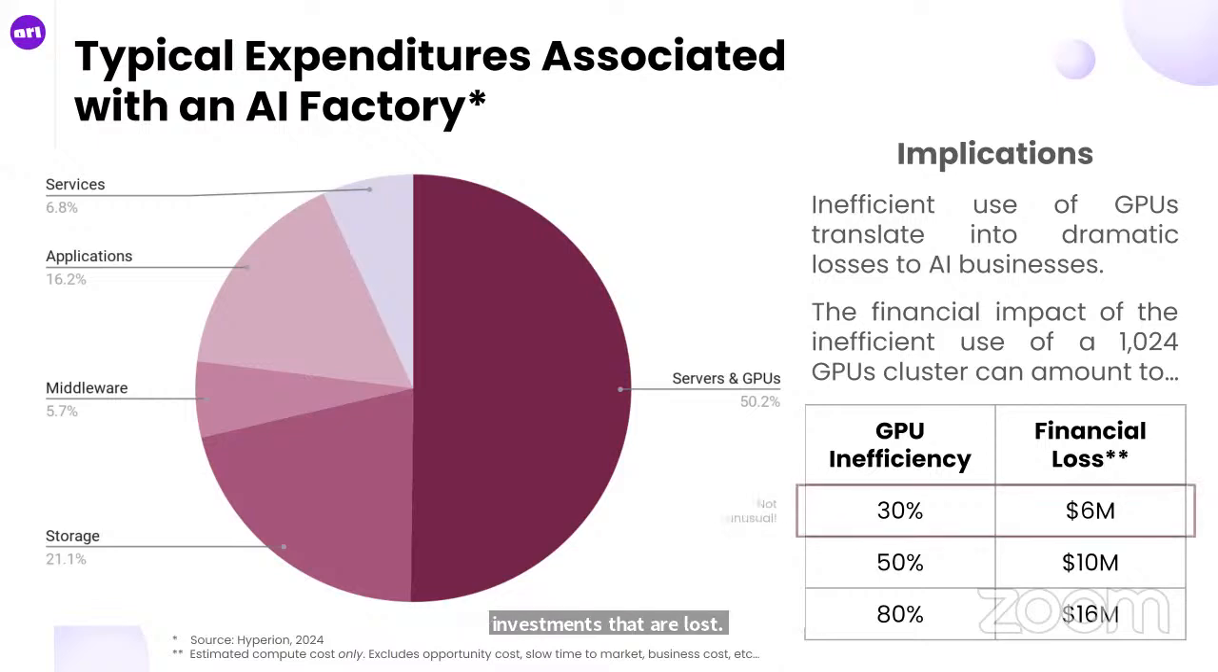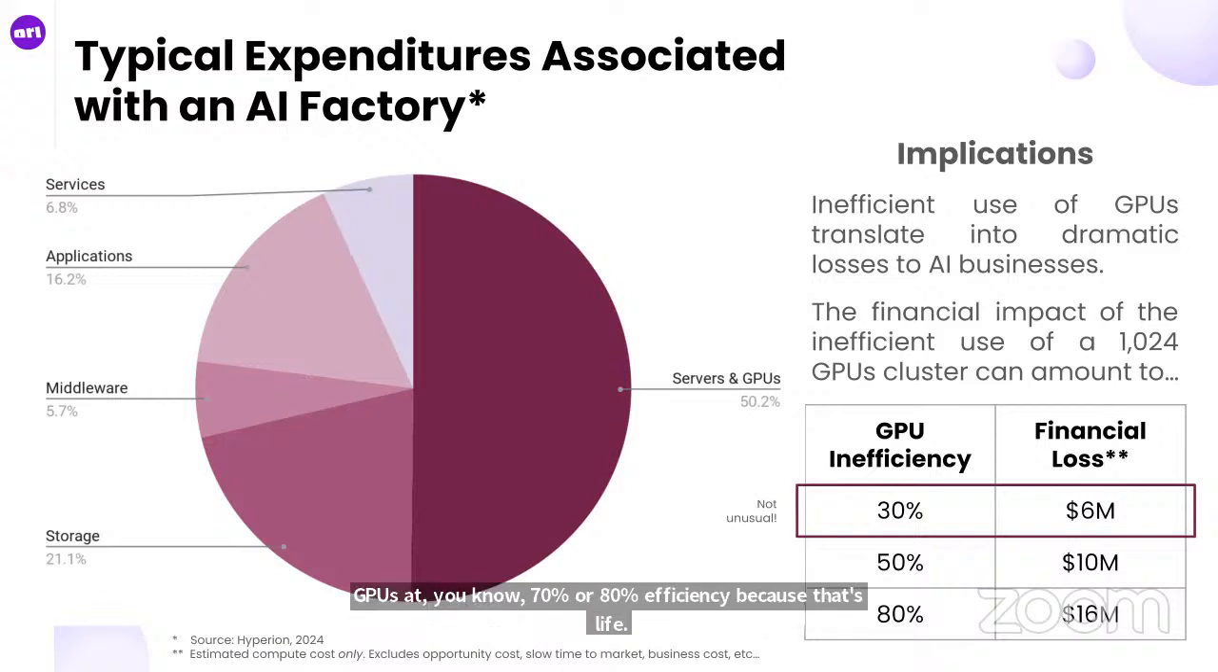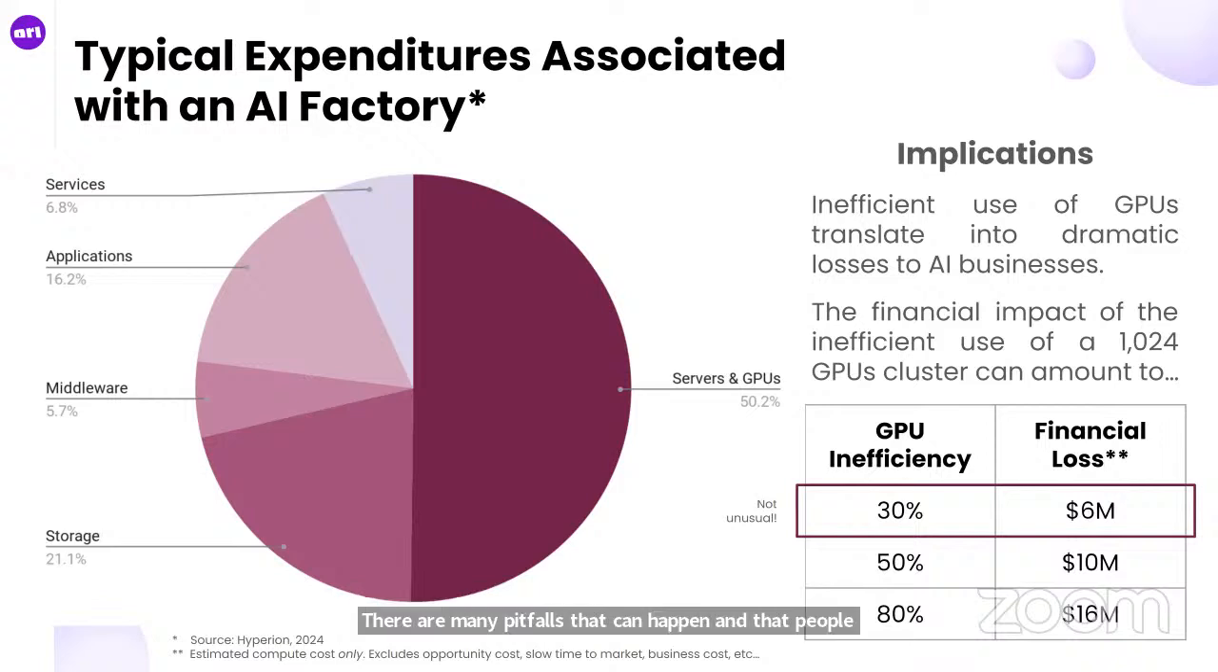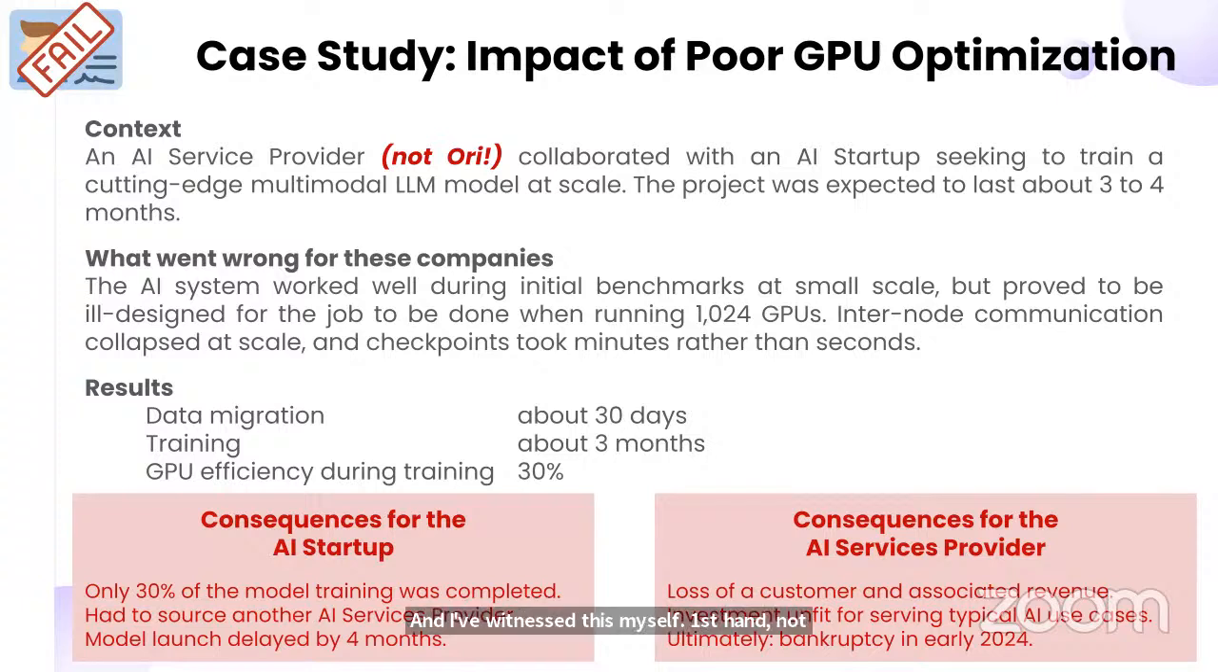And although it is quite common for people to run their GPUs at 70% or 80% efficiency, because that's life, there are many pitfalls that can happen and that people may or may not be aware of that might impact their business and their finances very heavily. And I've witnessed this myself firsthand not so long ago. I've seen a case of an AI startup that wanted to train multimodal LLM models on a whole bunch of GPUs, about 1,000 GPUs. And they were working in partnership with an AI service provider, which was not Ori, was not us.